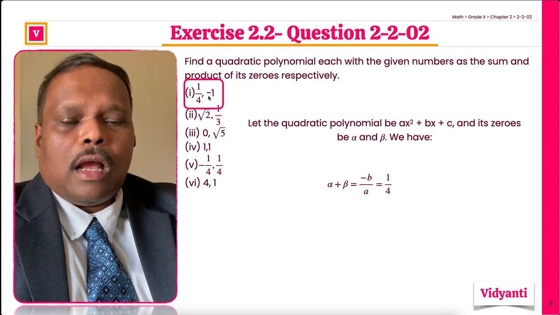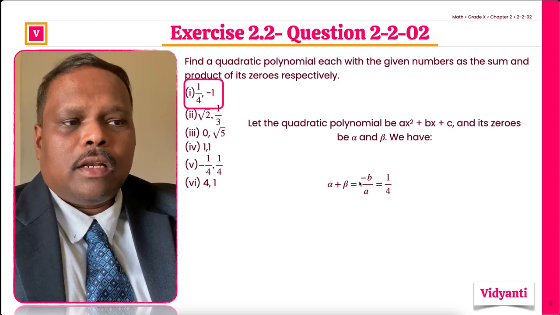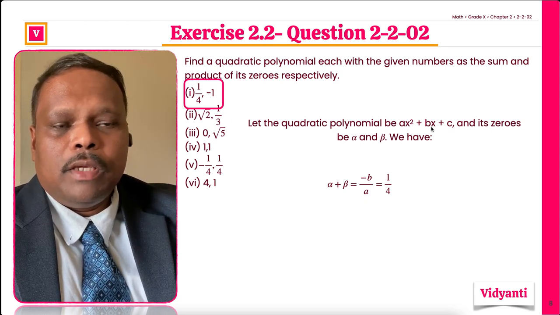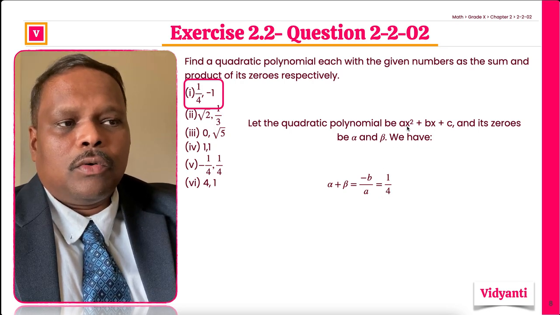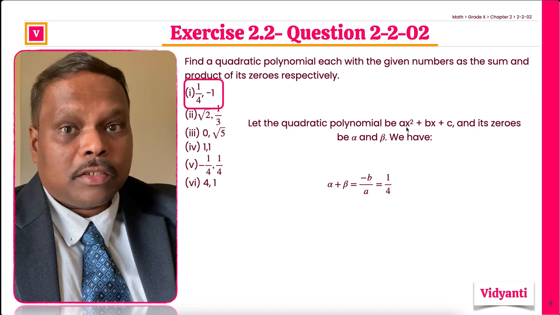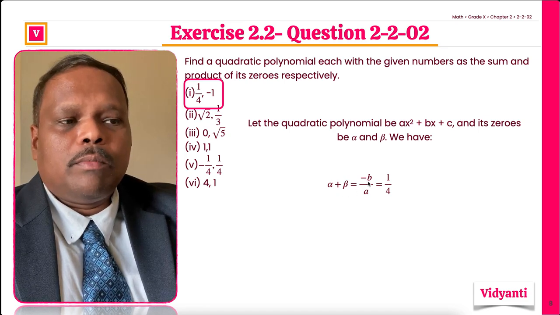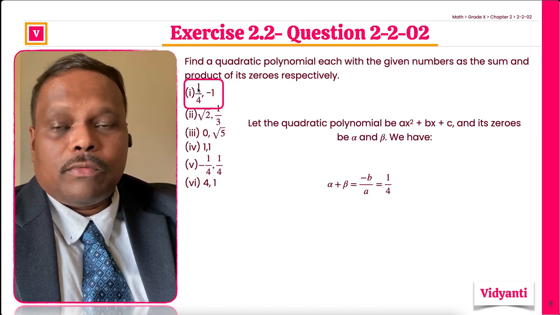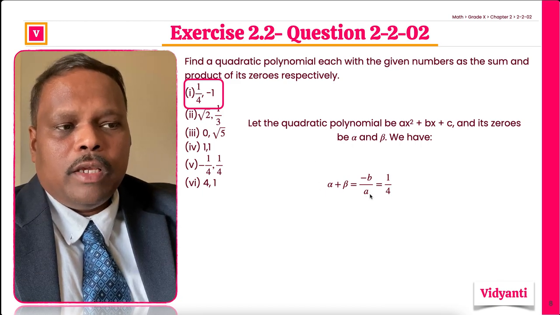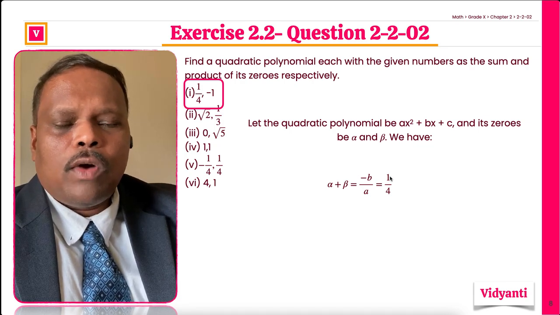We know that the sum of the roots, which is alpha plus beta, is negative b by a, where b is the coefficient of the linear term, x term, and a is the coefficient of the square term, which is x square. Alpha plus beta, which is the sum of roots, is always given by negative b upon a. So we know that for the first question, negative b upon a, which is the sum of the roots, is given as 1/4. So we have one equation.